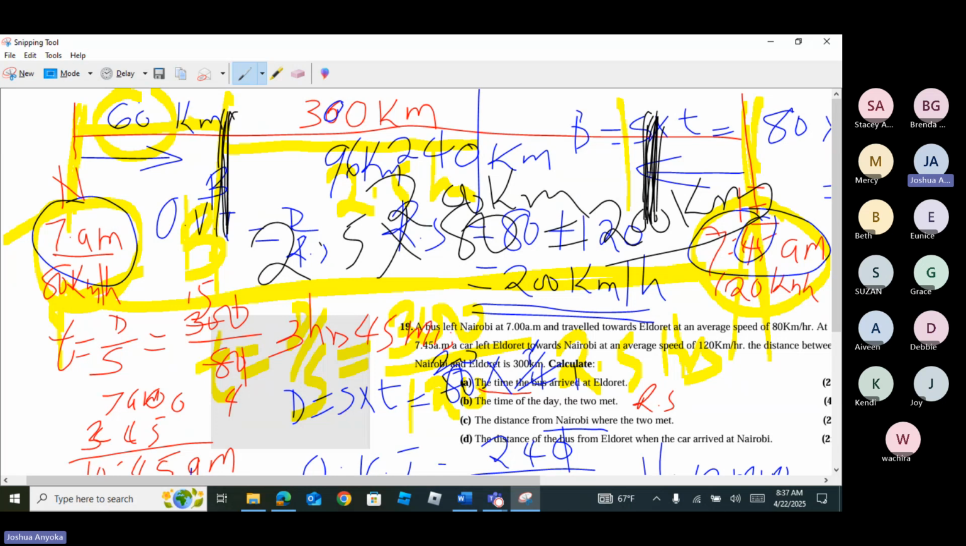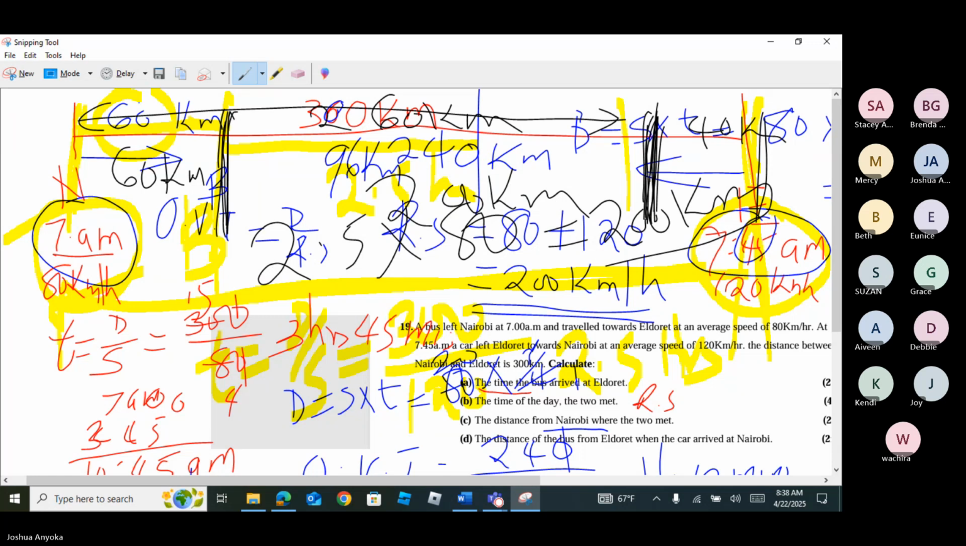But remember, we had the 60 kilometers initially covered in the 45 minutes. So the distance covered by the bus will be 260 kilometers. So what distance is remaining to cover the 300? It is 40 kilometers. So the 40 kilometers will be arrived at after such considerations. Now, are we in agreement? Yes.